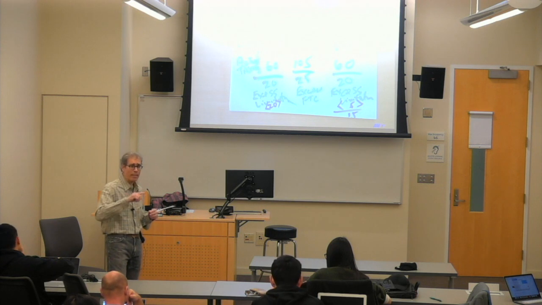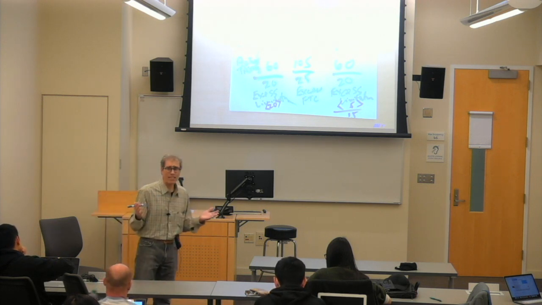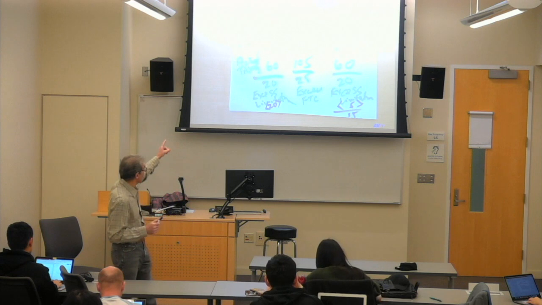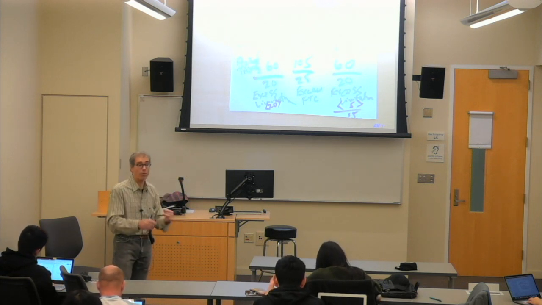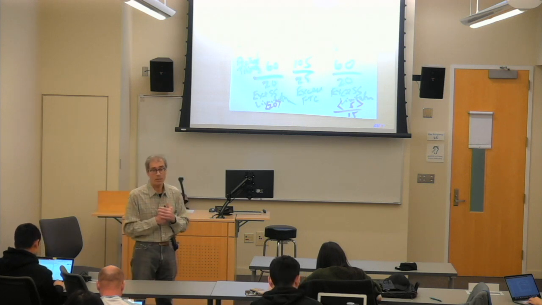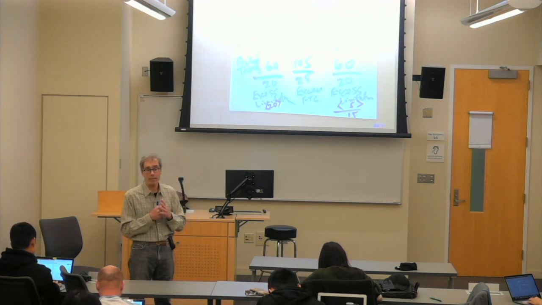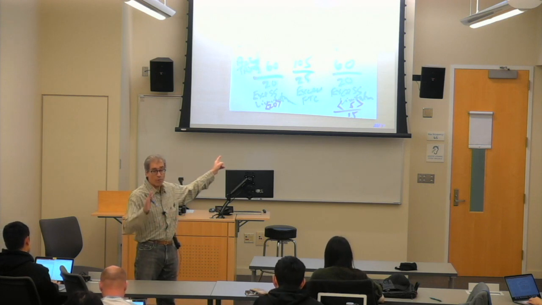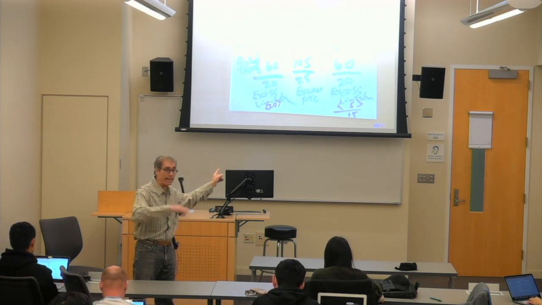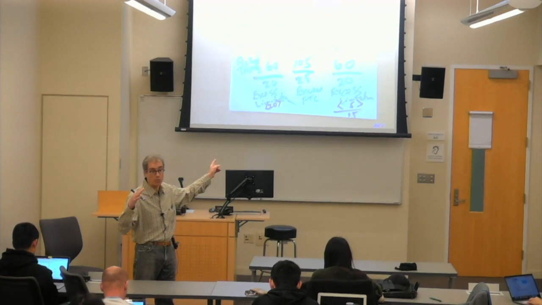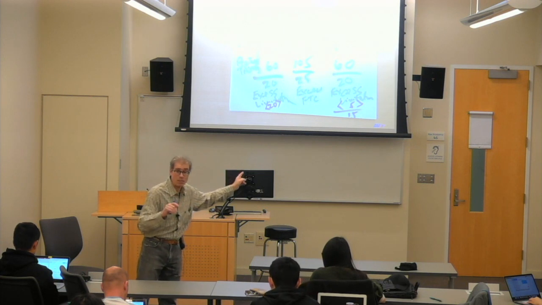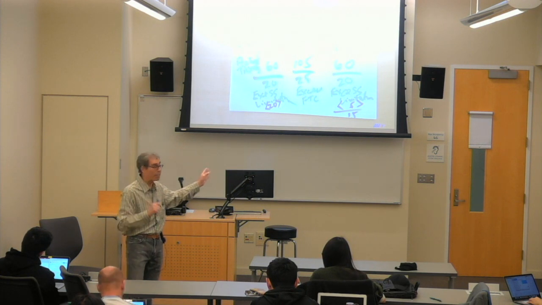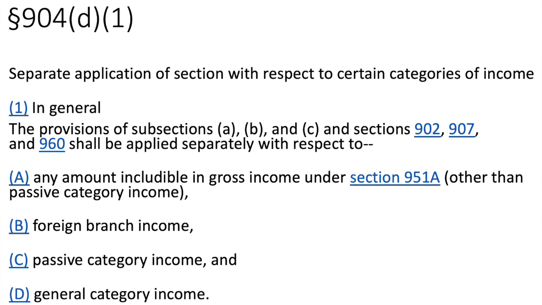Okay, but anyway, the point that you brought up was, what about the baskets, the 904(d) baskets? Well, yes, these carry back and carry forward are on a basket by basket basis. Now, you heard me mention something last week about the basket for the new GILTI rules, and next week we'll be talking about more specifically what those are. But there's a separate basket for GILTI income that a U.S. taxpayer recognizes.